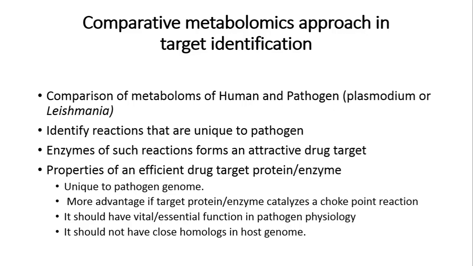Then you would make sure that whatever enzyme you are supposed to target, that is unique and catalyzes a choke point reaction, has some vital or essential function in the physiology of that pathogen. And the final criterion would be that these enzymes should not have any close homologue in human. I'm going to deal with each and every property in more detail.